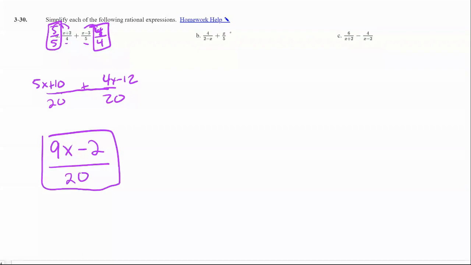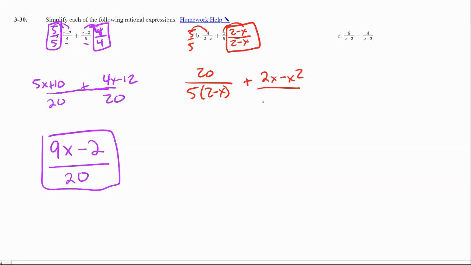Second one, I gotta get a common denominator. So again, multiplying by this giant 1 on both sides in this situation. And so I'll call my denominator 5 times 2 minus x. I'm going to leave it factored for now. We may multiply it back later, but for now we're going to keep it. Now on the left side, we got 20. On the right side, we have to distribute, so we get 2x minus x squared.